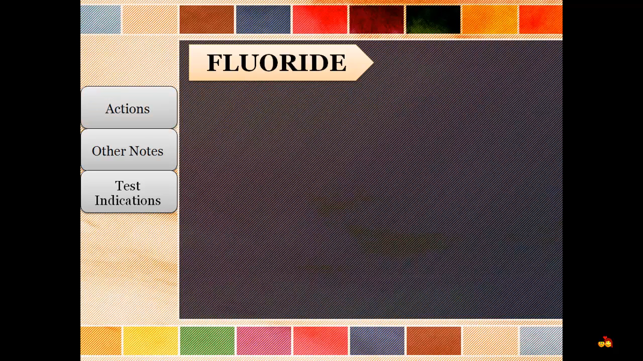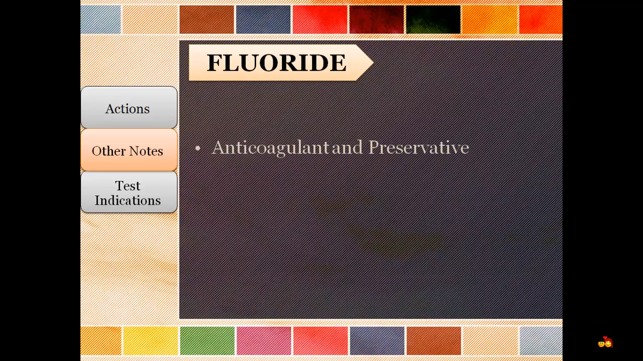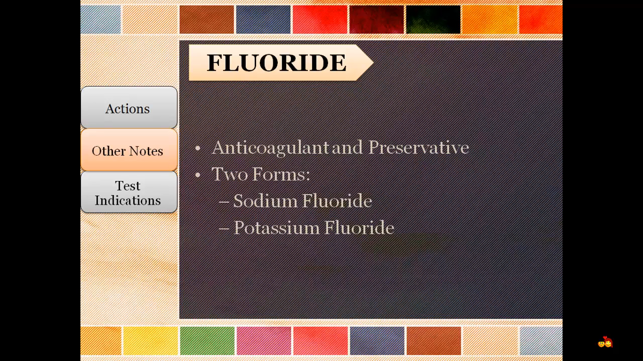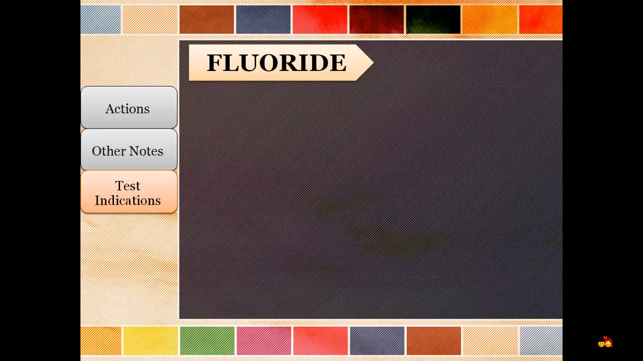Pure fluoride is both an anticoagulant and preservative. So, it can prevent clotting of your blood, and at the same time, it can preserve a particular analyte. And there are two forms of fluoride available. First is sodium fluoride, and the other is potassium fluoride. So, ito yung forms ng fluoride available in the market. Sodium fluoride and potassium fluoride. And your fluoride is best and ideal for glucose studies.